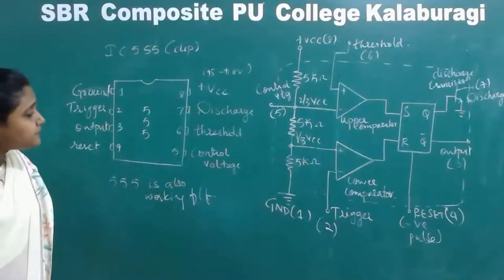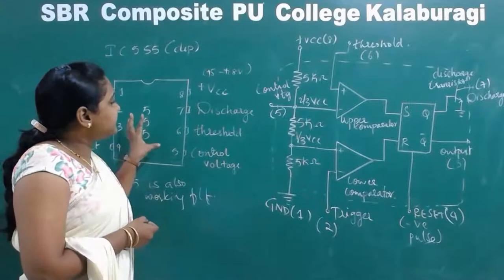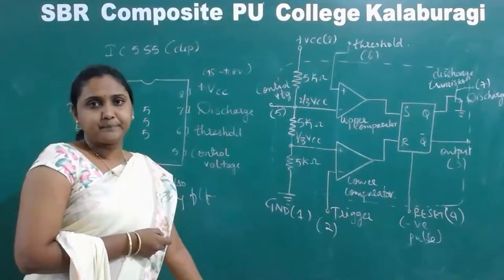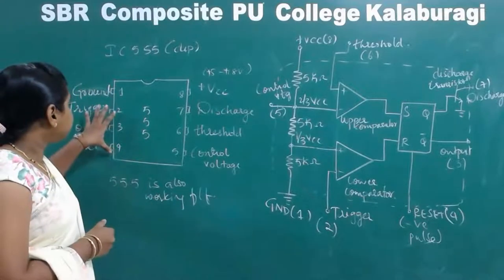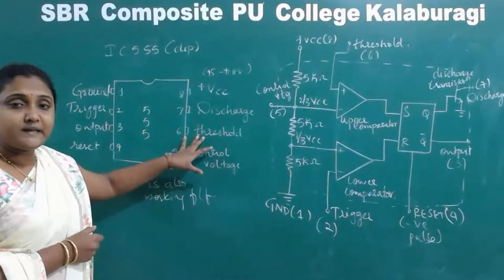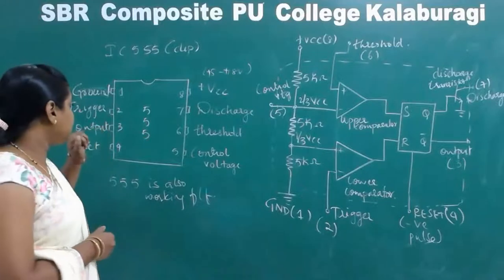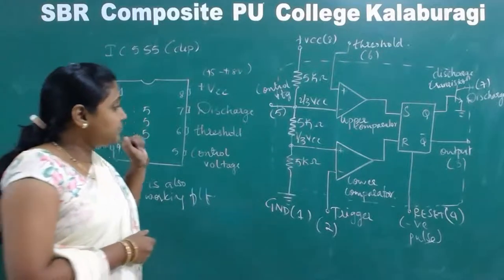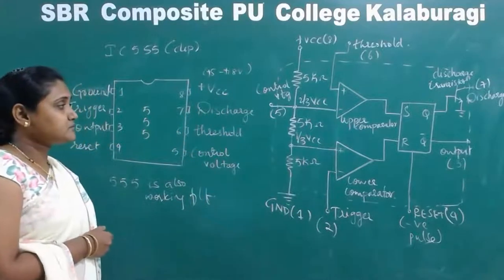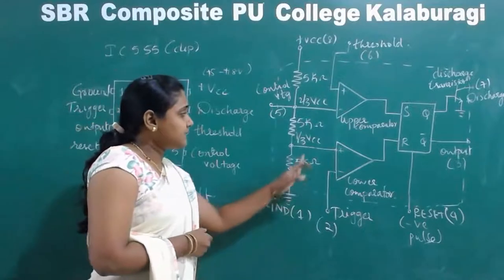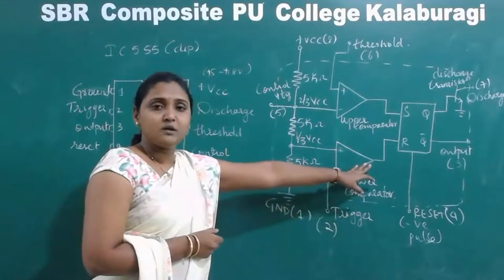Now moving with the operation, while explaining the pin diagram itself, I have almost covered the operation. It is an 8-pin dual inline package. All the voltages will be measured with respect to the ground pin. Trigger input is here. That is the input to the lower comparator. Any value greater than 1/3 of the VCC of this trigger input is going to modify the output.